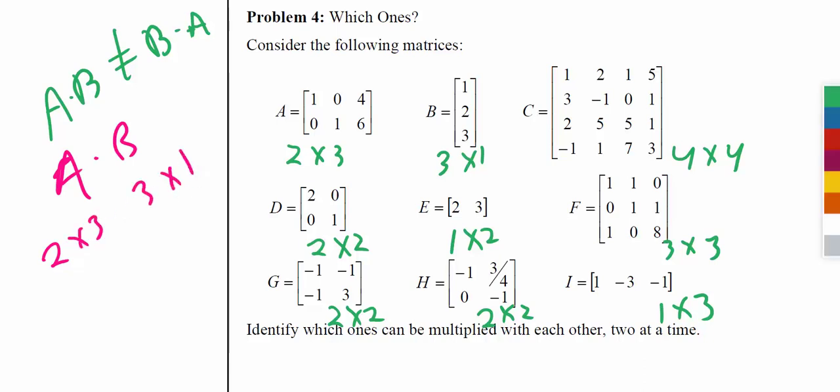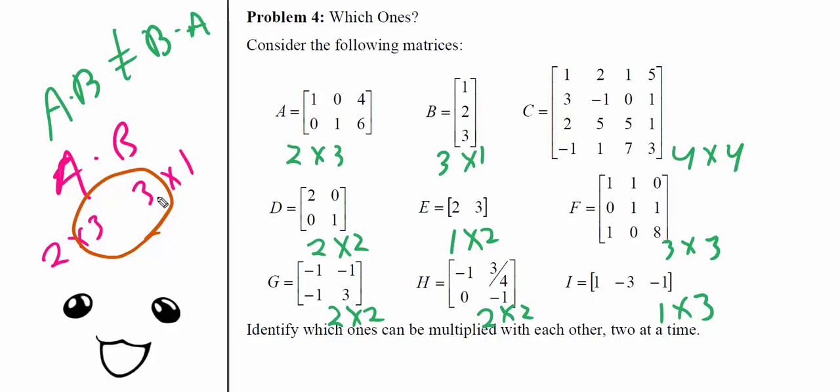Could I multiply these two matrices together? Yes, because the middle numbers are the same, because the number of columns in matrix A is the same as the number of rows in matrix B. So yes, we could.